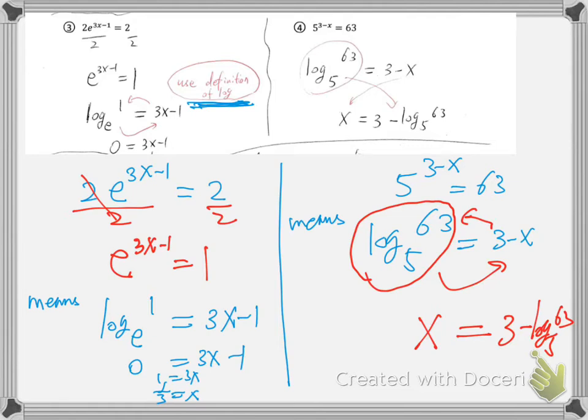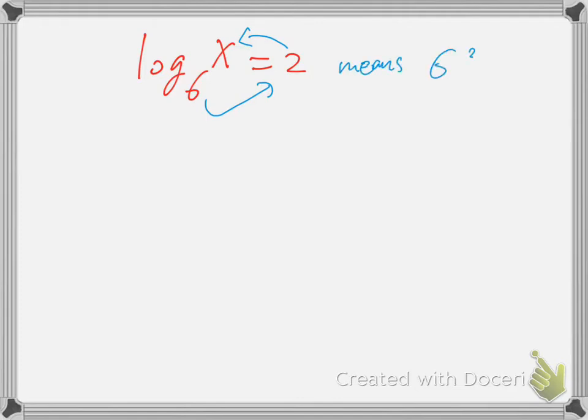So this is the harder case. You use the definition of log to solve an exponential equation. Next question. We want to solve for x. Log 6 of x is 2. So this is just the easiest case of log equations. It's just the definition, right? This means 6 squared is x. So 36 is x.